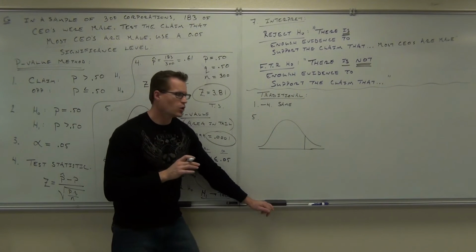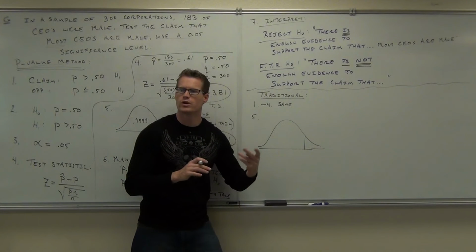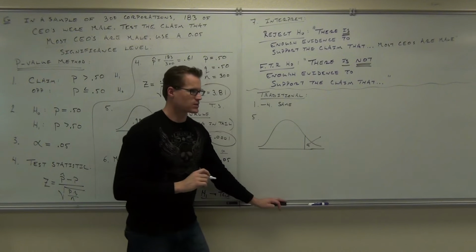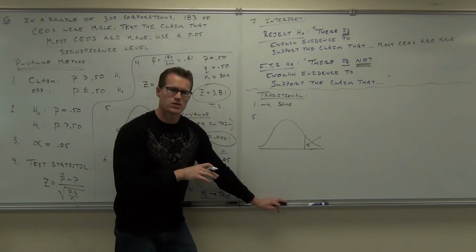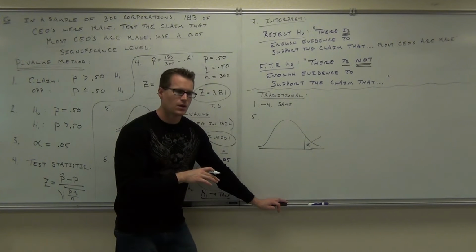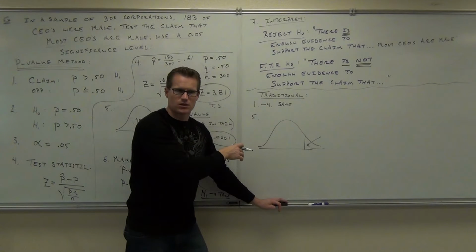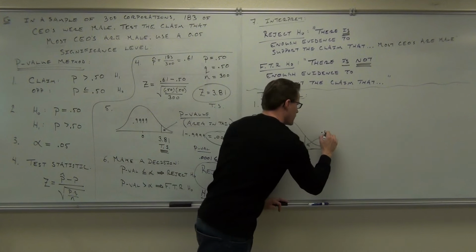And instead of looking up this area, you're going to go in reverse. Since that's a right tail test, your alpha is in that tail. How much is your alpha? Notice that if we had a two-tail test, we'd have to split up our alpha. You still okay? This is 0.05.